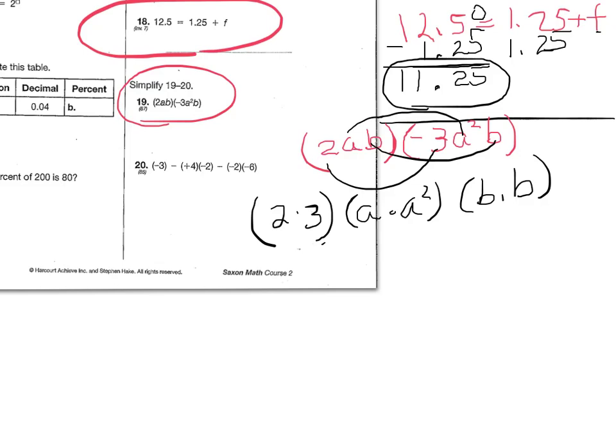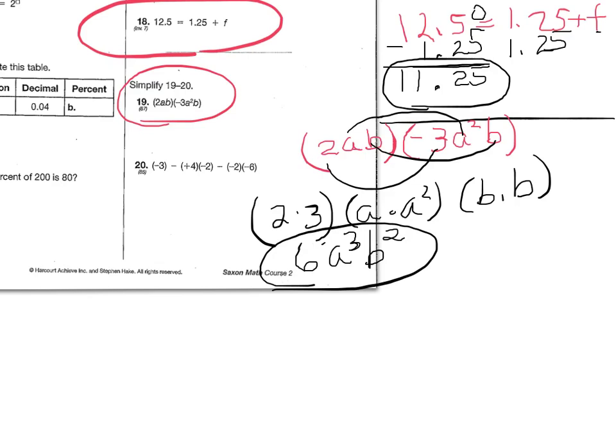Okay? So 2 times 3, 6. A times A squared, A cubed. And B times B, B squared. And that, folks, is how that problem looks. And that is problem 19.